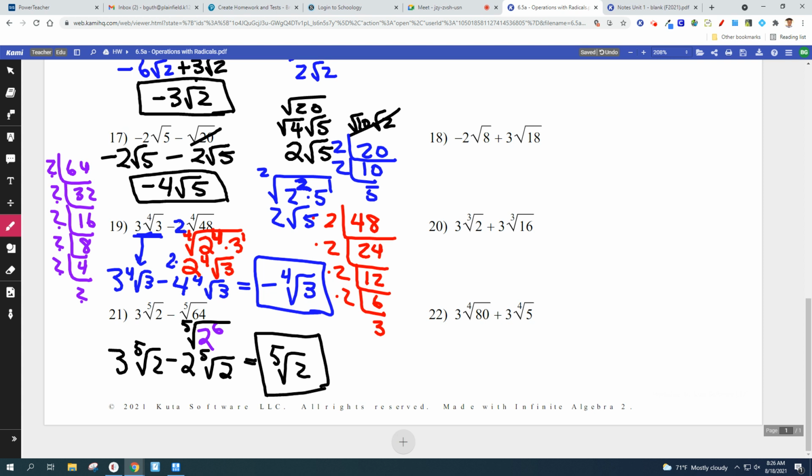All right, so again, I think the top half of this assignment is pretty simple because you just add the like terms. But once you get into the bottom half, you're going to have to start simplifying some stuff and then adding the like terms.